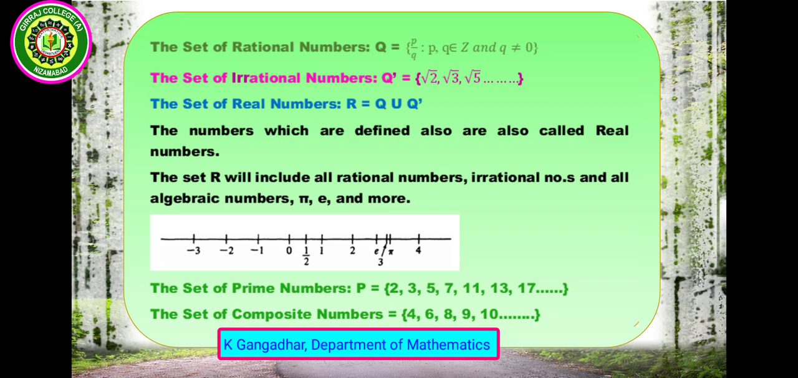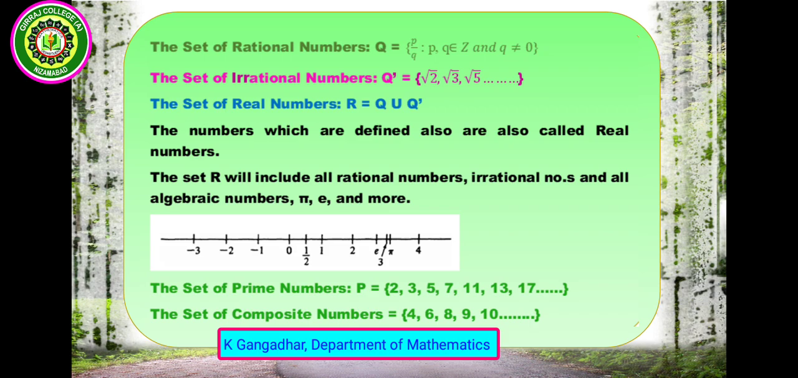So the set R will include all rational numbers, and all algebraic numbers, that is pi, e, some constant values we know. Pi equal to 22/7, so it is a real number. The value of e, exponential, 2.7 something, is also a real number. Planck constant h, lambda. This way constant values are also real numbers.